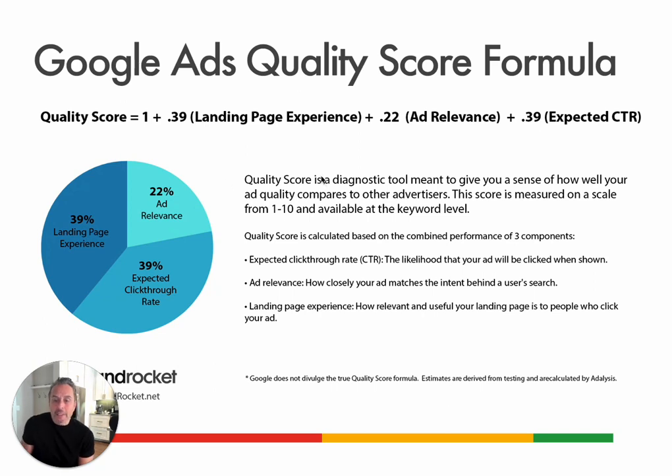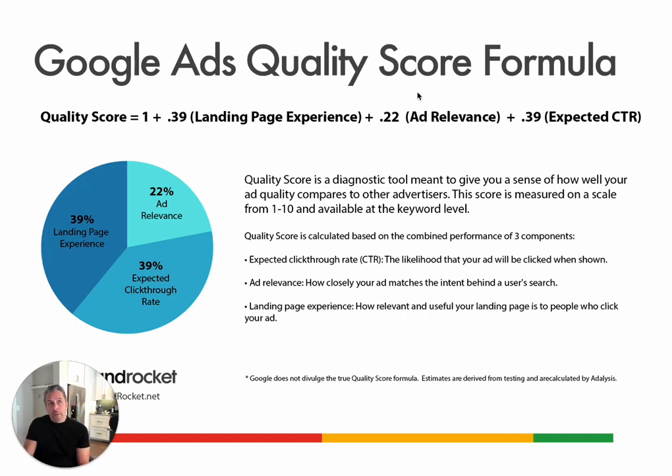So quality score, again, is a diagnostic tool meant to give you a sense of how well your ad quality compares to other advertisers. The score is measured on a scale of 1 to 10, available at the keyword level. Okay, so it's not at the ad group level or the campaign level, only at the keyword level. And you can actually see it in your columns. You have to probably turn it on, but at the keyword level, you'll be able to turn on quality score and see all three of these components: landing page experience, ad relevance, and expected CTR. Now, our best guess, and this comes from the organization Adalysis, is that your quality score equals 1 plus 39% for landing page experience, 22% for ad relevance, and 39% for expected CTR.